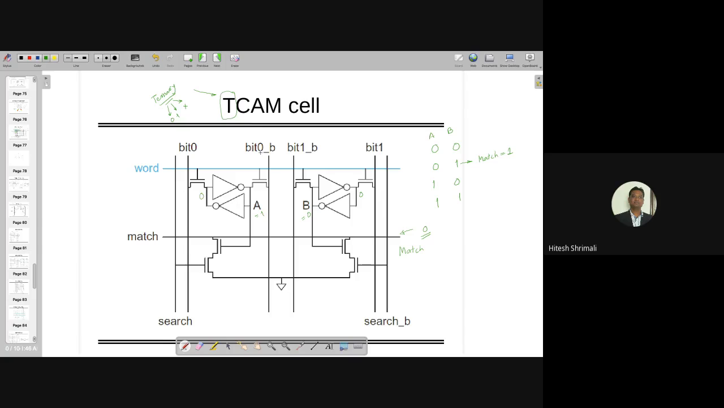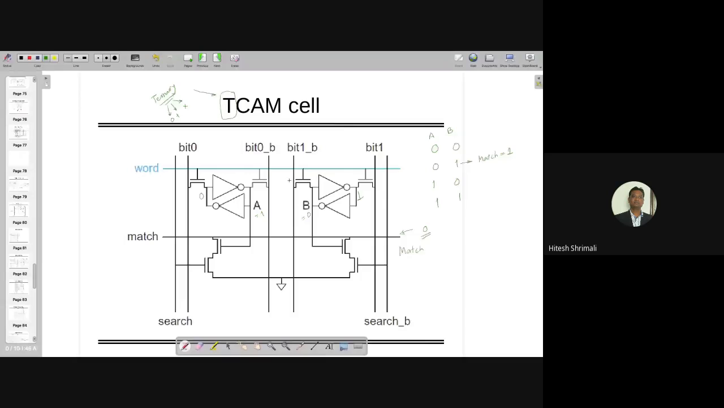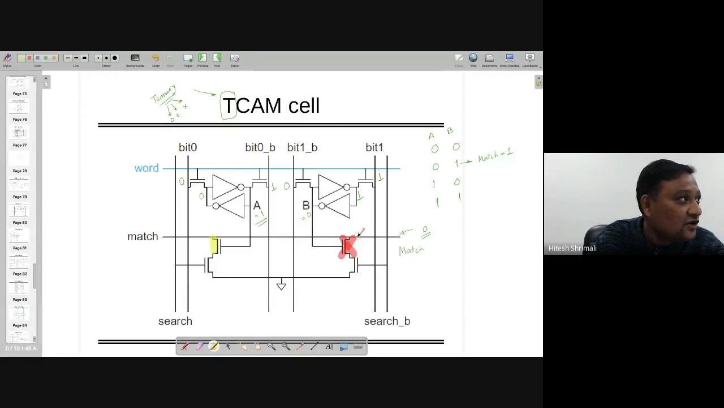And because of the switch at the settled value, this is equal to 1. This is going to be 0 and this is going to be 1, right? And this is going to be 0 and this is going to be 1, right? Because of A equal to 1, it will make the connection of this transistor on. Because of B equal to 0, it will make this connection off.